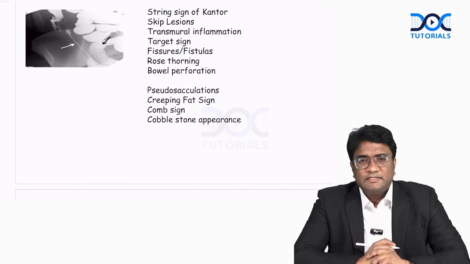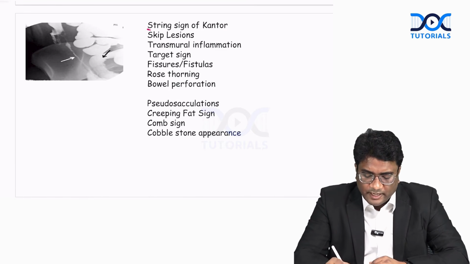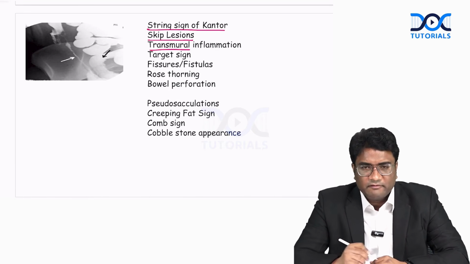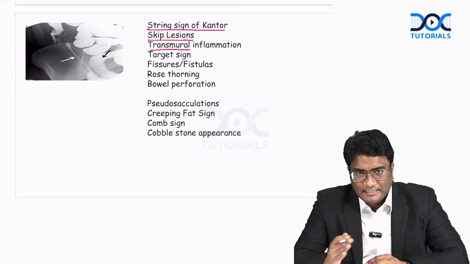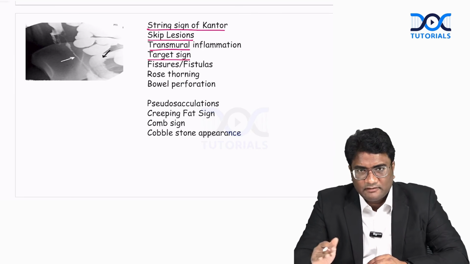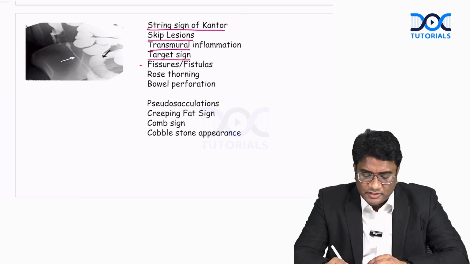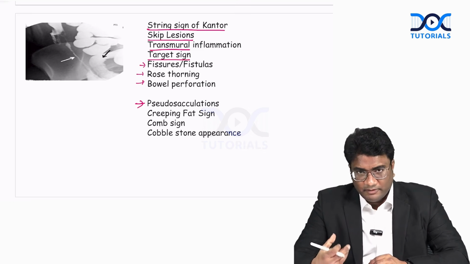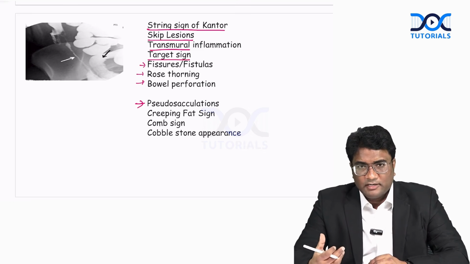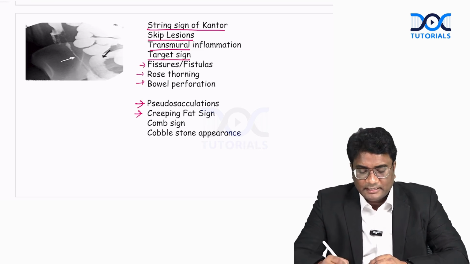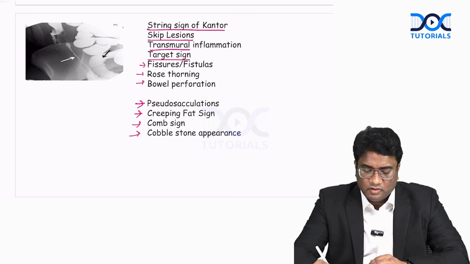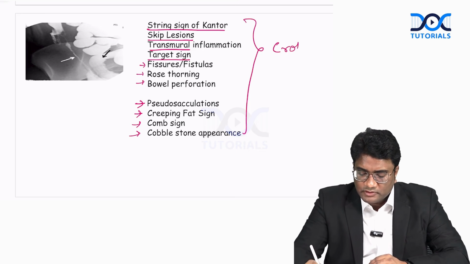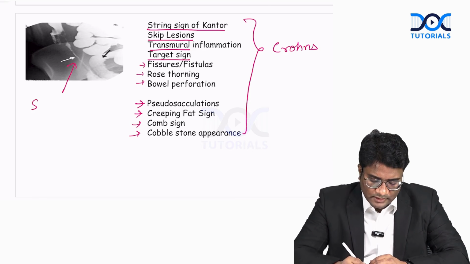Now, what are the findings that you have in Crohn's disease? You have string sign of Kantor, skip lesions, transmural inflammation, because of the transmural inflammation and the creeping fat around it, on a short axis, it will give you this target-like appearance. Fissures, fistulas, rose thorn ulcers, bowel perforation also have increased incidence in Crohn's disease patients. Pseudosaculations, because of the fibrosis of the gut, there will be outpouchings called pseudosaculations. Creeping fat sign, comb sign, the cobblestone appearance, all of these are radiological findings that you see with Crohn's disease. And this image is a string sign of Kantor.